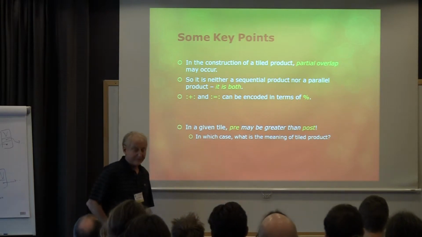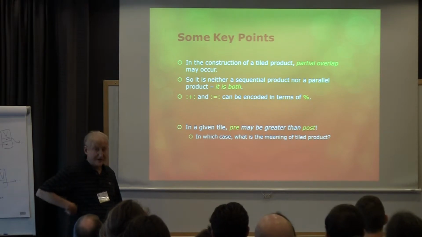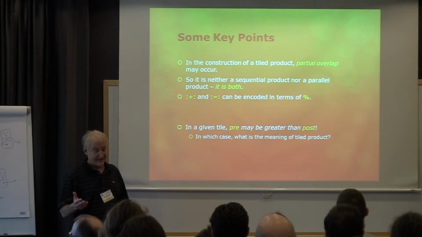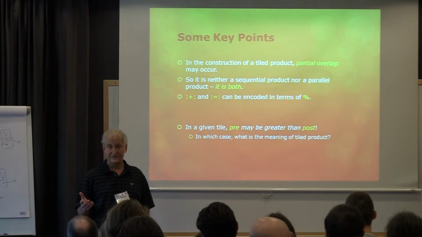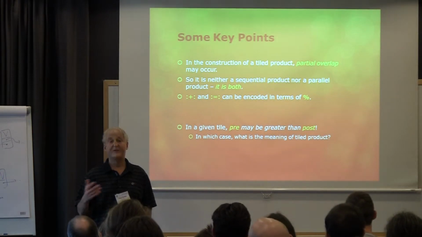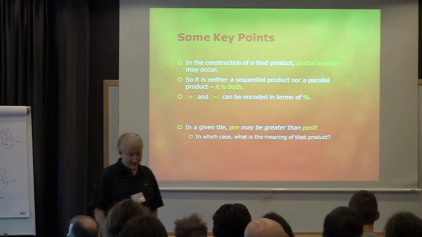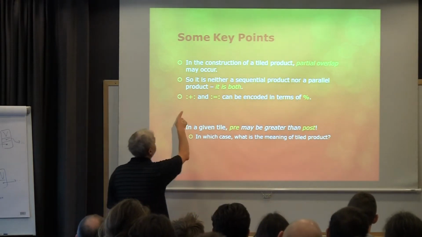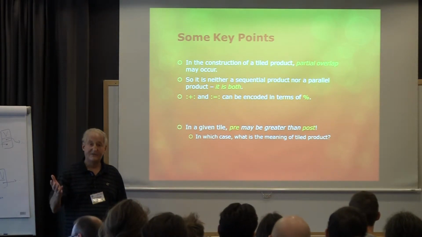So a key point, which I've already said, is that the underlying values could overlap. And in that sense, it's neither a sequential nor a parallel composition. It's actually both because of this overlap. And indeed, one could define PTM's sequential and parallel compositions in terms of percent.